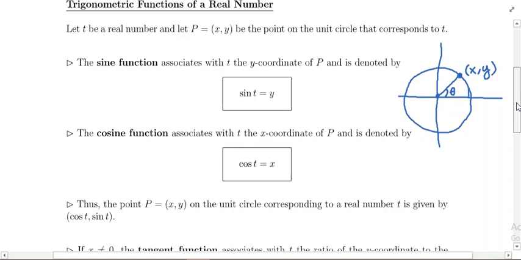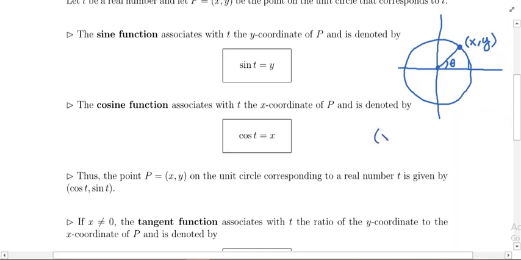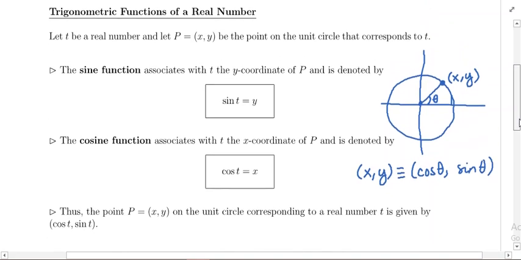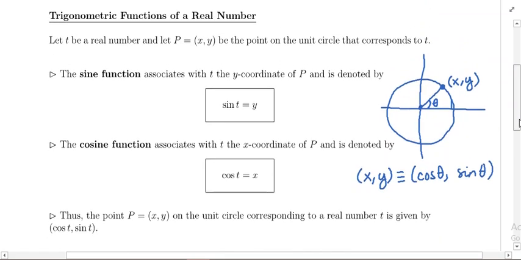The big discovery that we made was those coordinates x, y. The x coordinate is really the cosine of the angle, and the y coordinate is the sine of the angle. And like I said, this page is just summarizing this fact.